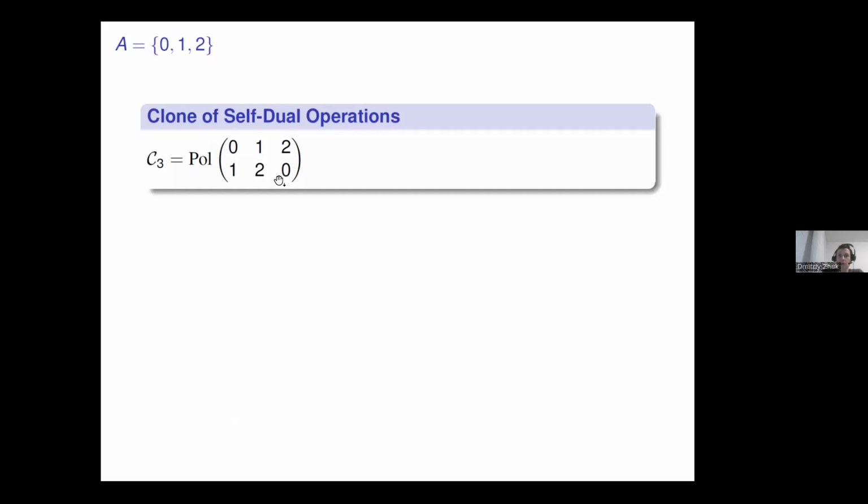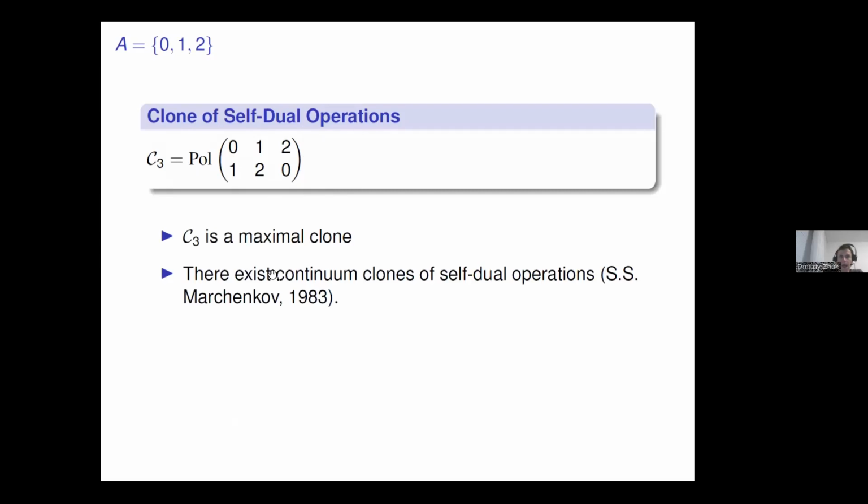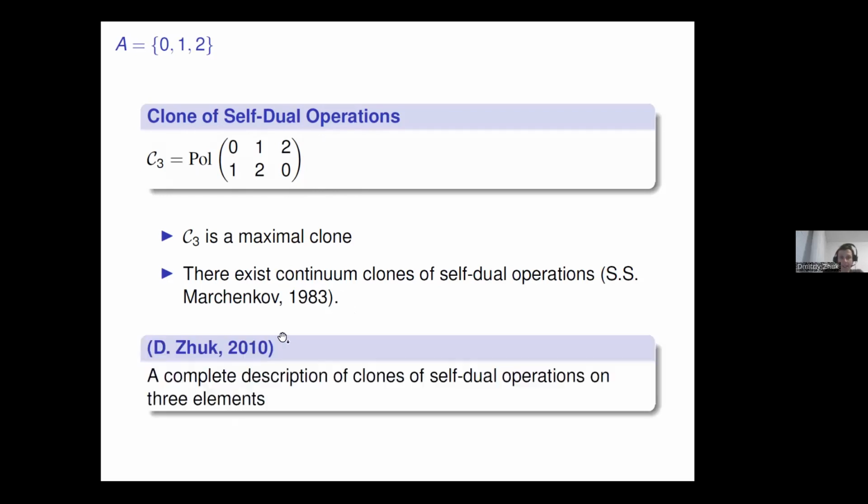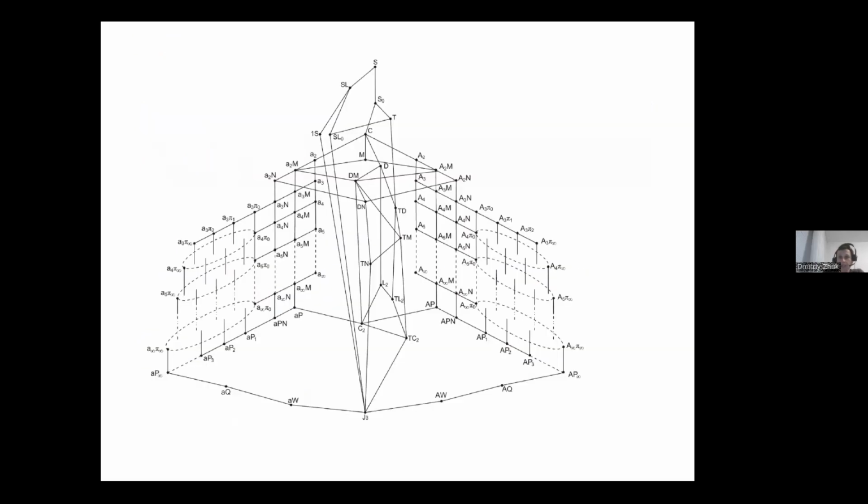Let's consider the maximal clone of self-dual operations on the Tollman domain. These operations preserve one relation, one permutation. We know that, yes, this is a maximal clone, and we know from 1983 that we have continuum clones of self-dual operations. But somehow in 2010, I managed to describe all clones of self-dual operations. And this is surprising because we have continuum of them. And this is my result.